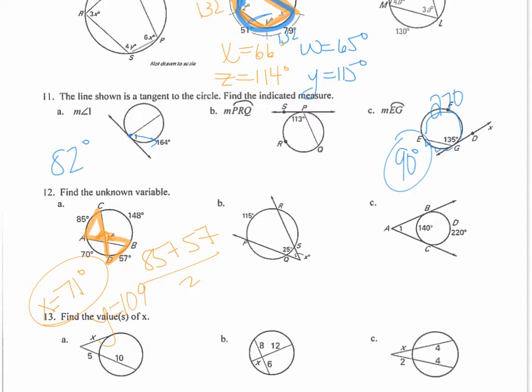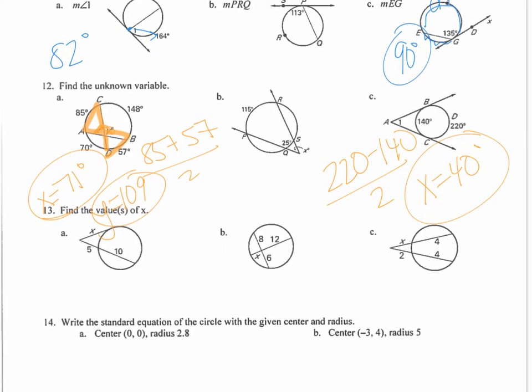So Y is 109. If I look at C, it's an exterior angle, so 220 minus 140 over 2. I get 40 degrees. I'm saying X, but it really should be angle 1. Let's keep going.